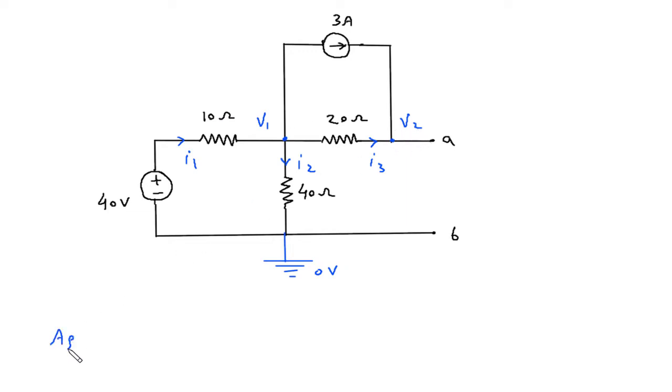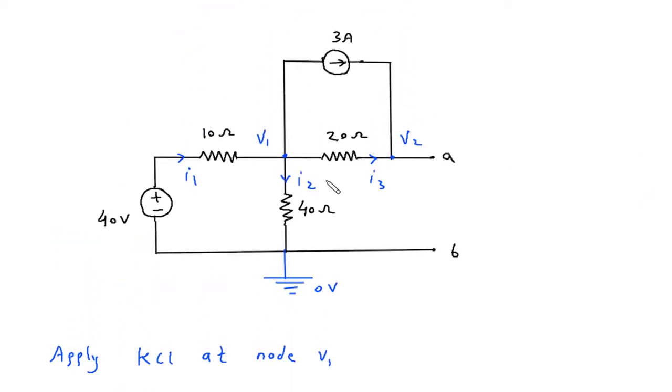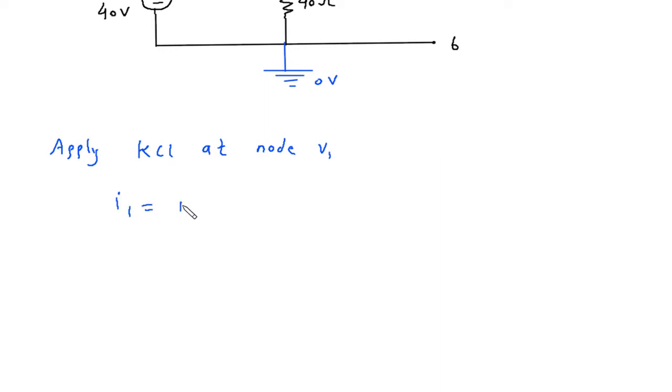So apply KCL at node V1. At node V1, KCL will be summation of all the entering current. Entering current at this node is I1, which is equal to summation of all the leaving current. Leaving current is I2 plus I3 plus 3.